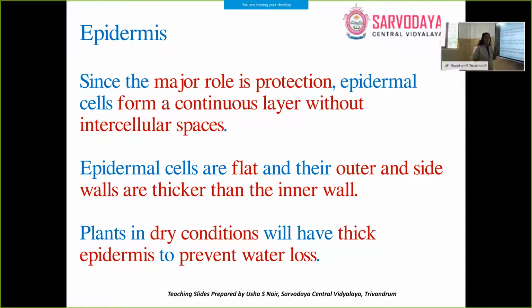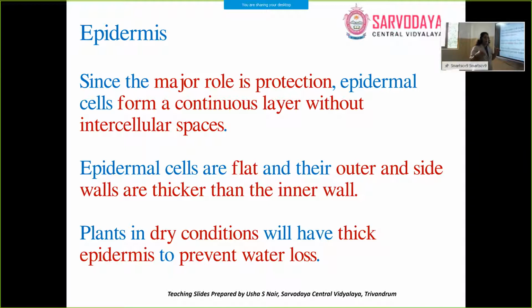Now as we know, the main role of epidermal cells is protection. So what happens? They form a continuous layer without any intercellular spaces. Earlier we learned that parenchyma has large intercellular spaces, and collenchyma has very little. Like that, here the main role is protection, so they form a continuous layer without intercellular spaces.